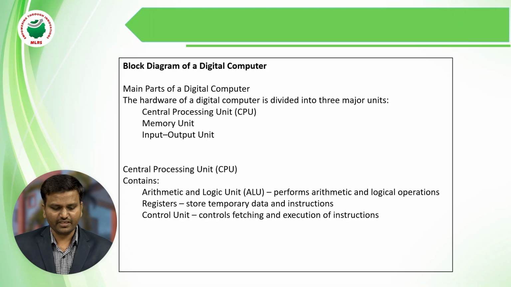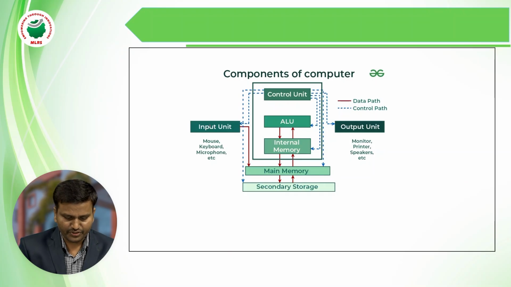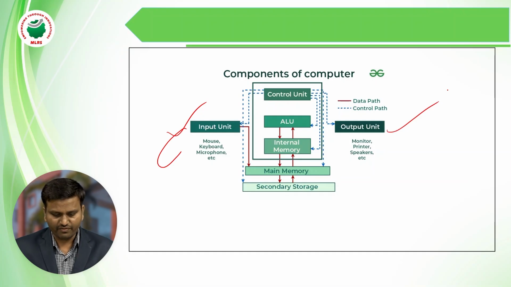And the block diagram of a digital computer, also the central processing unit, and we have some diagrams of the control unit and the total system computer architecture. Majorly here we are seeing the input unit and the output unit. Whatever input units we have, like mouse, keyboard and microphone, we give the instructions through the input, which is transferred to the main memory first and secondary memory. After that it goes through the internal memory, arithmetic logic unit and control unit also.